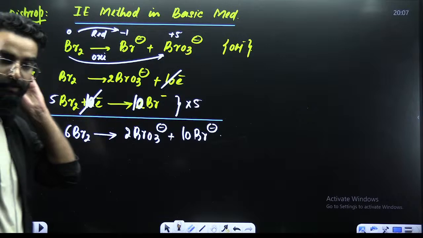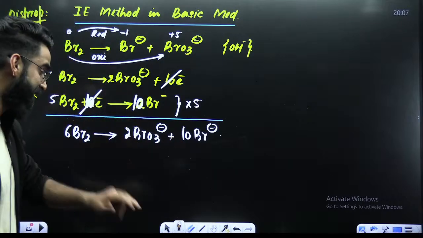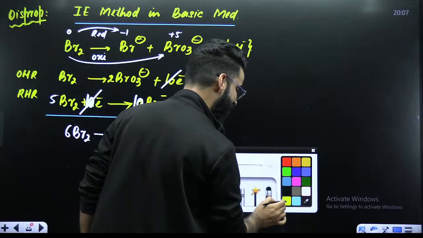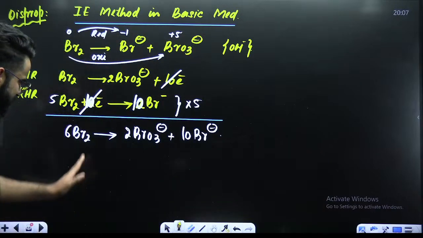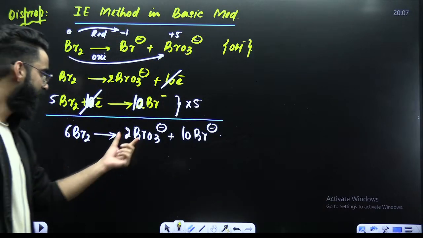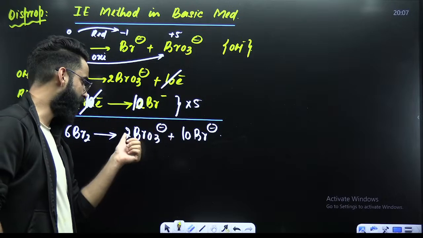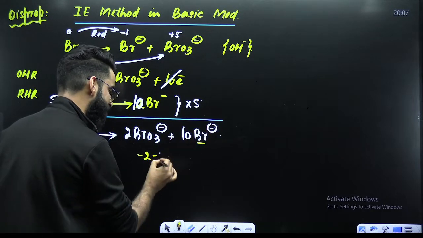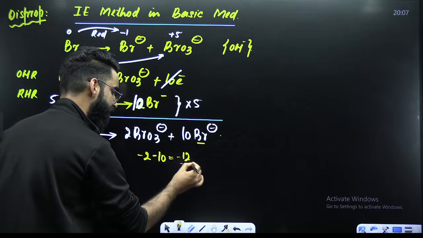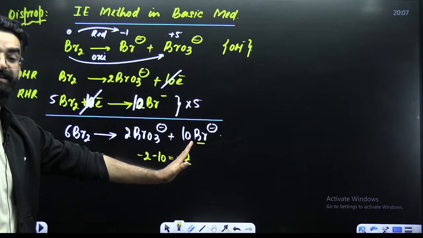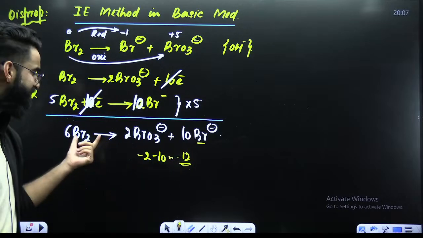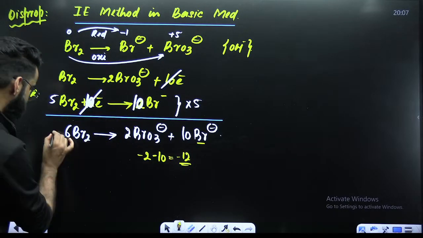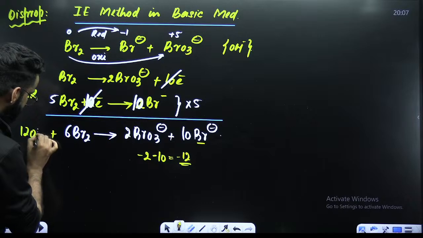Now, since this reaction is taking place in basic medium, what do we balance first? We balance negative charge first. There is no negative charge on the left side. On the right, on one BrO3 negative, the charge is -1; on 2, the charge is -2. On 1 Br negative, charge is -1; on 10, the charge is -10. So the value comes out to be -12 on the right side. So the left side is negative charge deficient, so add 12 OH negatives on this side.